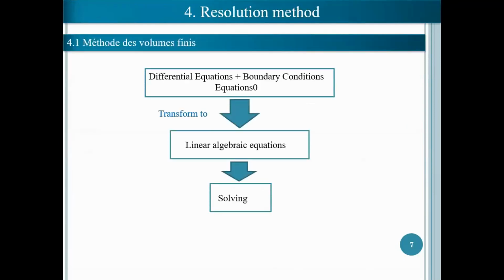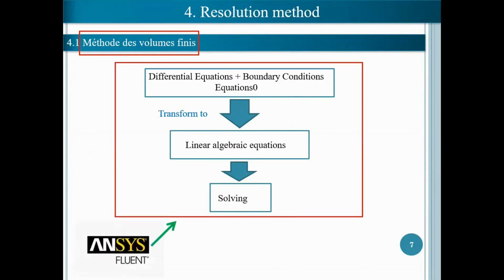The resolution of the equations that govern our physical phenomena requires a numerical method that allows us to transform these differential equations into a system of linear algebraic equations before solving them. In this study, the finite volume method has been used.